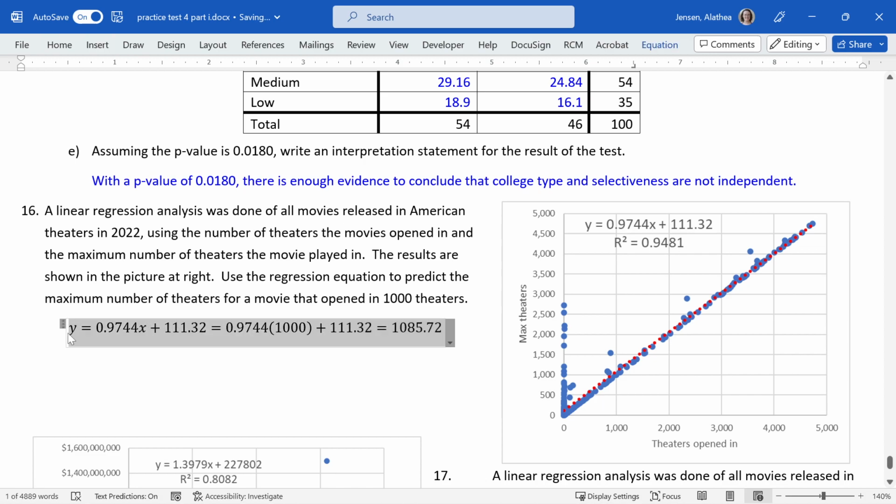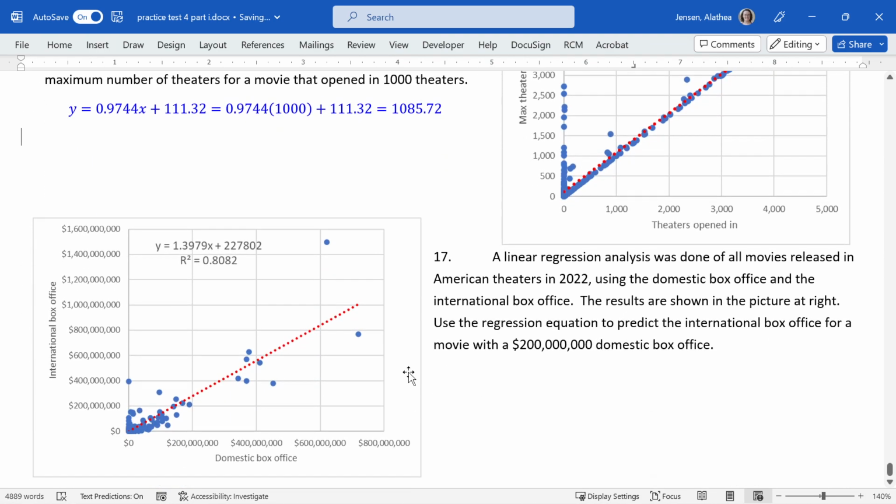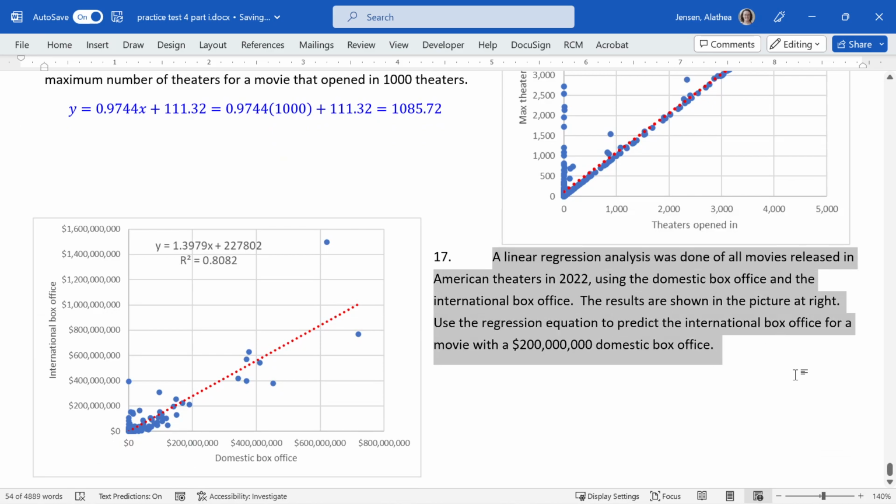And then for the very last one, a linear regression analysis was done of all movies released in American theaters in 2022 using the domestic box office and the international box office. The results are shown in the picture at right. Well, it was right when I was on the print view, now it's left, sorry. Use the regression equation to predict the international box office for a movie with a 200 million domestic box office.